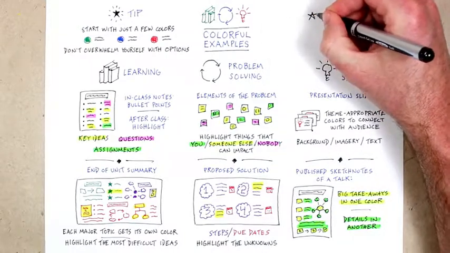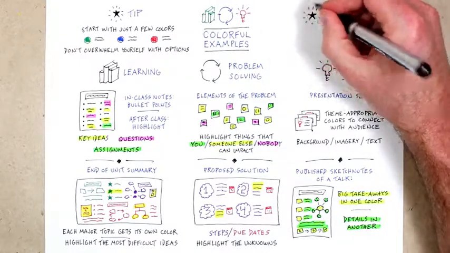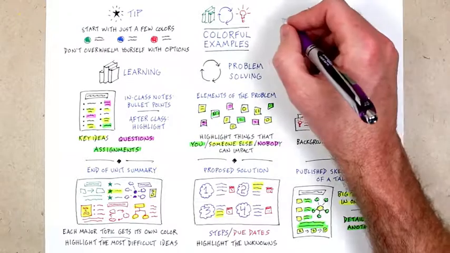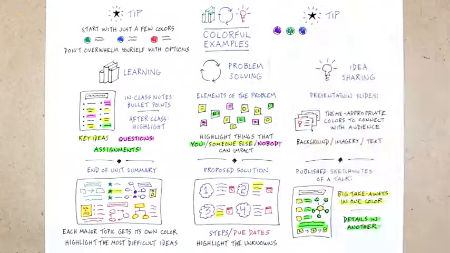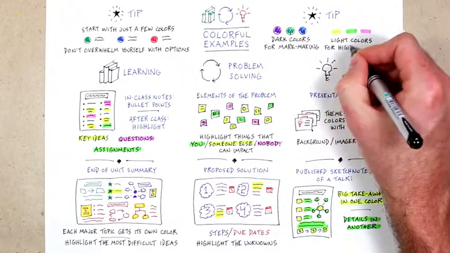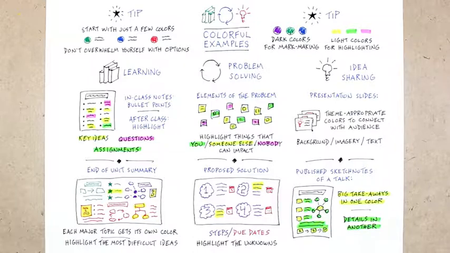Tip number 2, which you might have been able to guess by looking at the examples: I think it helps to use dark colors for mark making and light colors for highlighting. That way you won't have to squint to see the words that you write and the images that you draw. Those will stand out well with dark colors and won't be shaded over so long as you use light colors for highlighting. Keep those tips and these examples in mind as you continue to develop your own process.